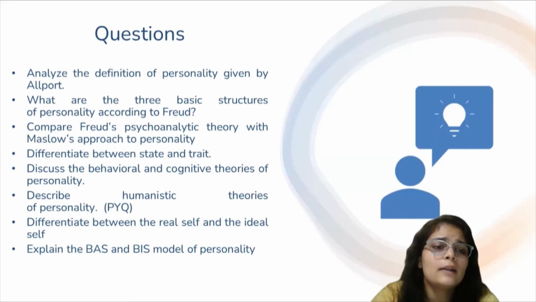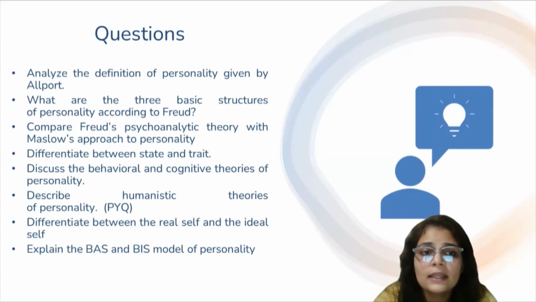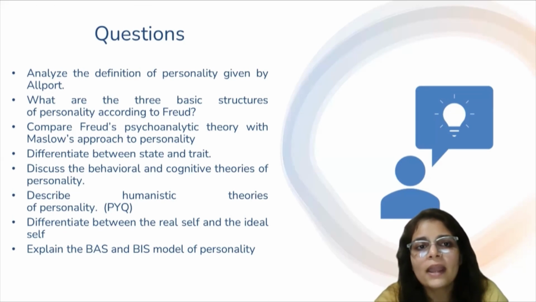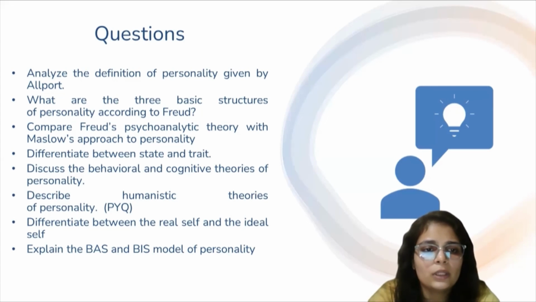Okay. Next question, what are the 3 basic structures of personality according to Freud? I've also explained the basic structure of personality, which includes id, ego, and superego. The id is like a child which works on the pleasure principle, whereas the superego is our moral conscience, which helps us identify the difference between right and wrong. And the ego creates a balance between the two and resolves the conflicts between them.